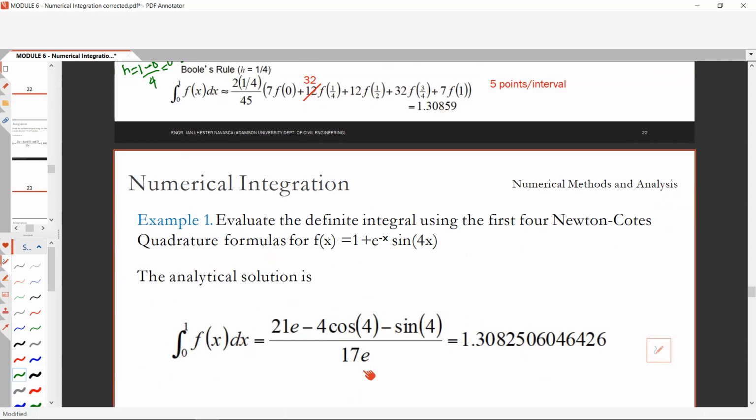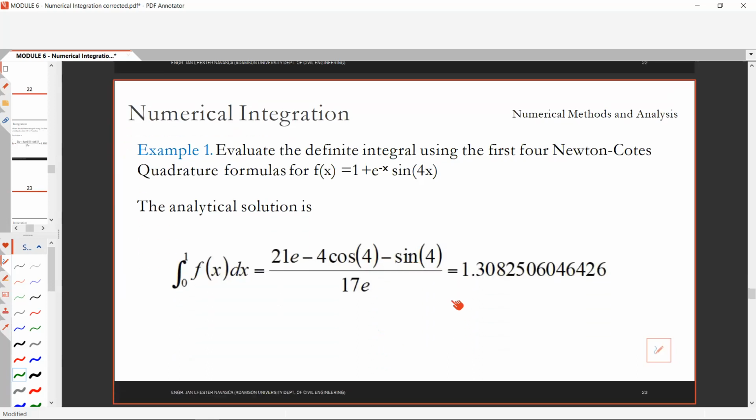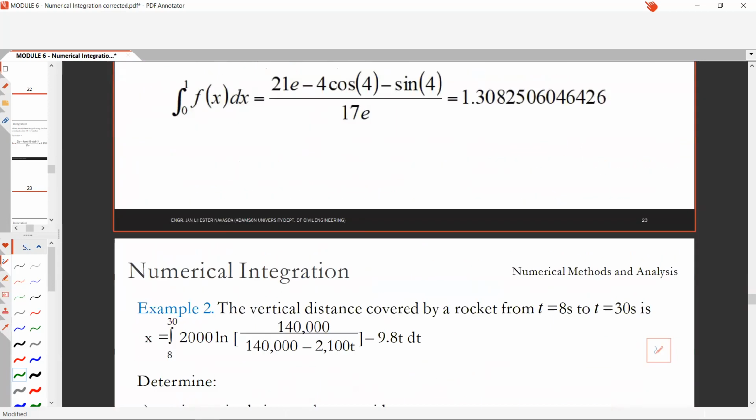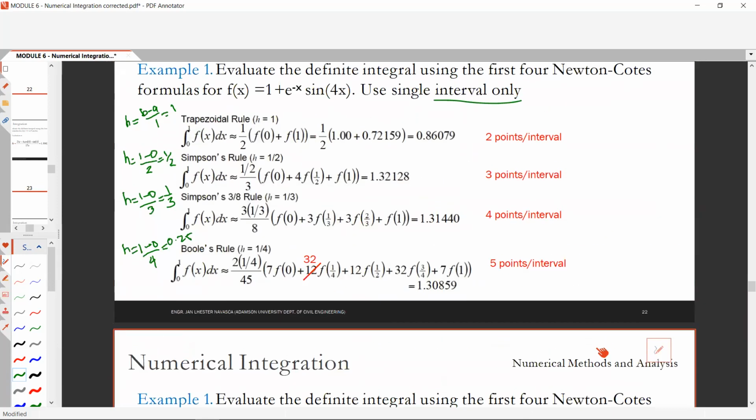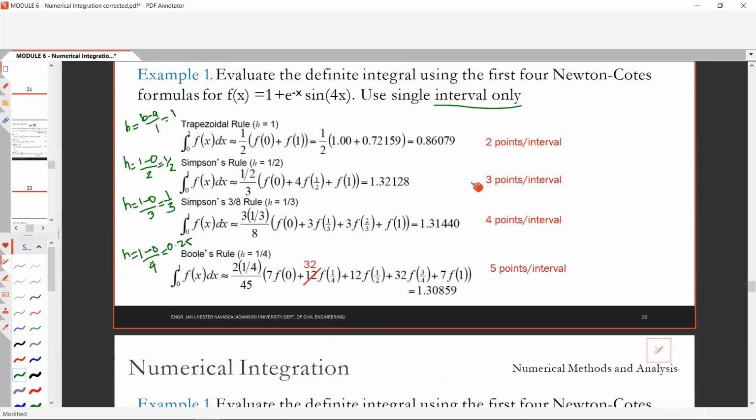Okay. So, evaluating the integral analytically, so the integral of (1 plus e raised to negative x) sine of 4x is given by this equation. So, (21e minus 4 cosine 4 minus sine of 4) over 17e. The answer gives 1.308250646. Okay. So, kung mapapansin natin, mas malapit na equation na answer is by 5 points interval.